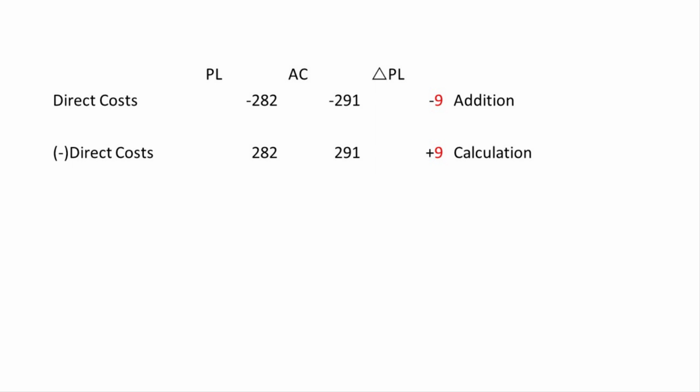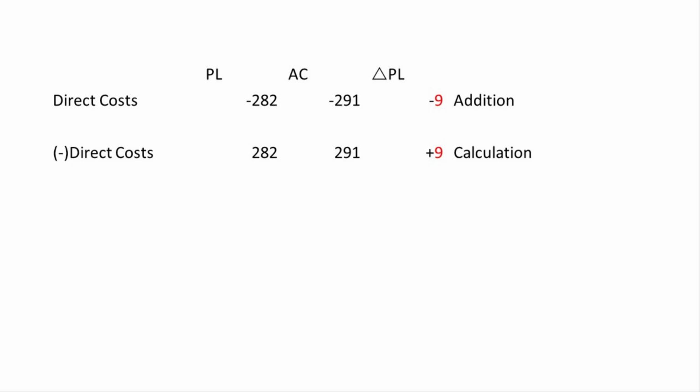So let's take a look at these two lines of numbers. First of all, you can see the direct cost is shown in two different ways. One in negative numbers, because cost is basically not good. And the other one is cost shown in a positive way. So the first line item is meant to be an addition, and the second line item is called the calculation method.